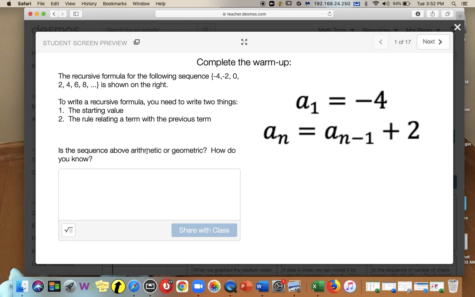Is the sequence above arithmetic or geometric? How do you know? So you're going to go ahead and fill in your answer here. If you take a look, you're looking for, is there a common difference or a common ratio? Are we adding the same thing every time to get to the next term, or are we multiplying? And if we're adding, it's arithmetic, and if we're multiplying, it's geometric. So if you take a look, we see that here we're adding 2 every time, and so that would make the sequence arithmetic.